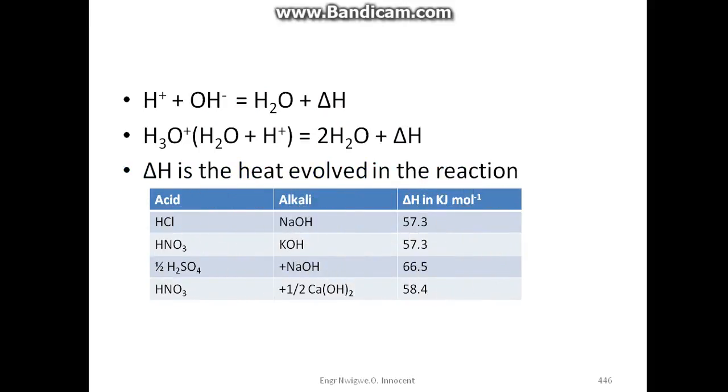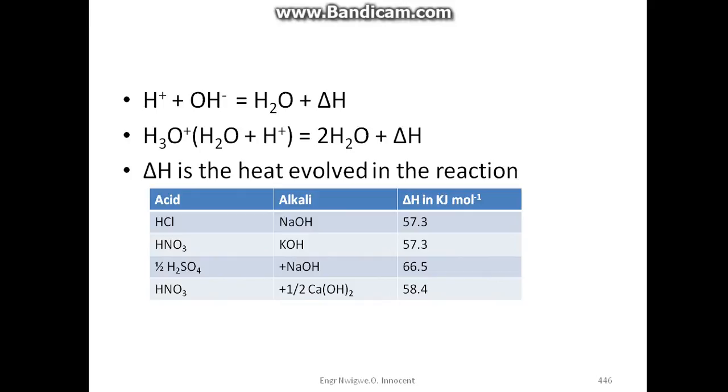Acid, hydrochloric acid; alkali, sodium hydroxide. Heat evolved in kilojoule per mole is 57.3. Trioxonitrate(V) acid reacts with alkali, potassium hydroxide. Change in heat is 57.3 kJ per mole.